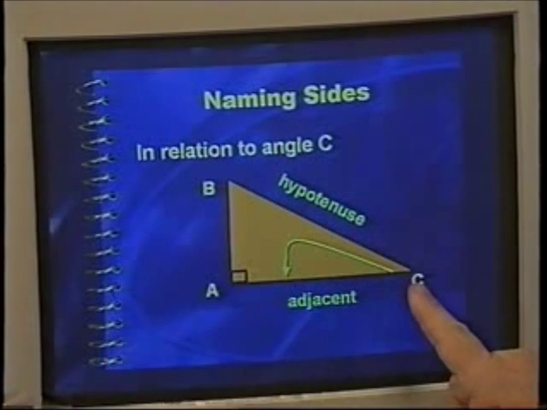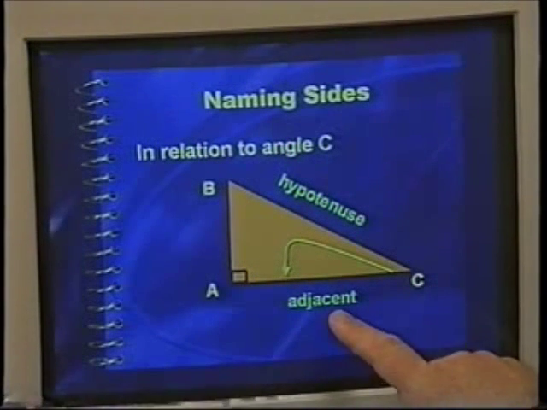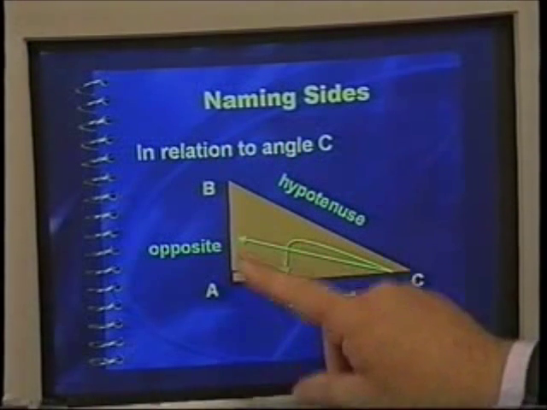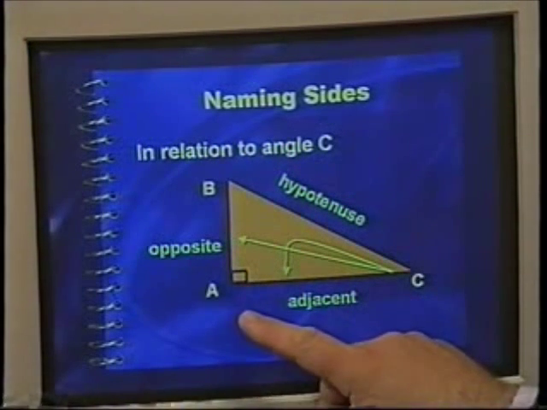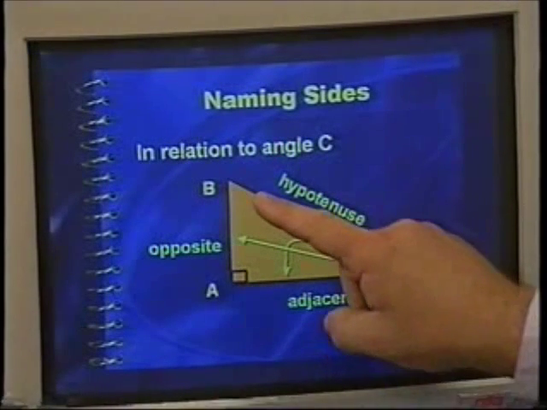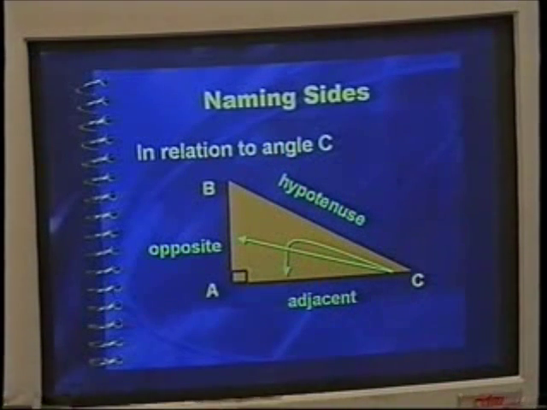Now, for that particular angle C, this side, AC, is called the adjacent side because it's next to the angle. The other side there, BA, is called the opposite side. Now, it's important. That is for angle C. If I had considered angle B, then opposite and adjacent would be reversed. Very important. Now, these terms, adjacent and opposite, are used in deriving the trigonometric ratios.